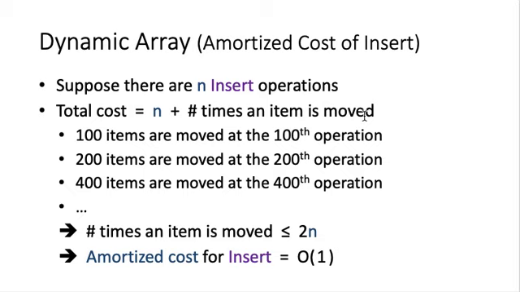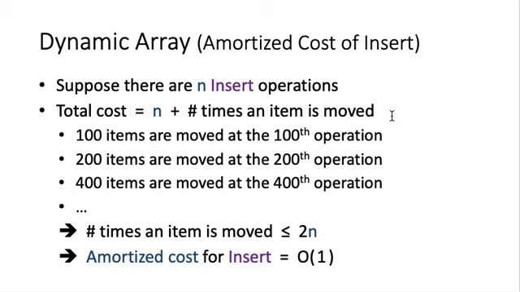Okay, so let's measure the time that we are wasting in moving the items around. Let's say there are altogether n insert operations performed. Now the total cost of these n operations will be equal to n, because there is at least a cost of 1 for each operation, plus an extra cost for moving the items around. So we will need to add the number of times an item is moved.